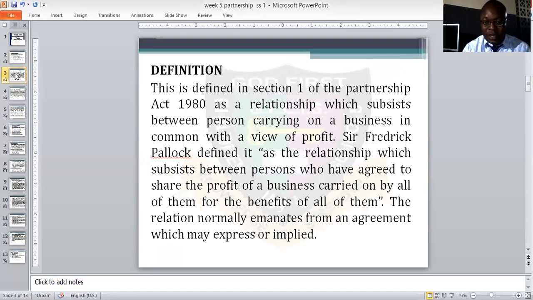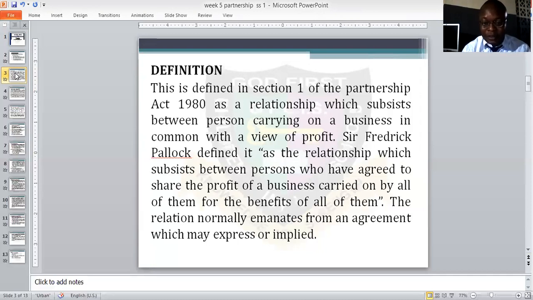According to Section 1 of the Partnership Act, partnership is defined as a relationship which subsists between persons carrying on a business with a view of making profit. So that is according to the Partnership Act 1890. It defined it as partnership. The purpose for setting it up is to make profit.